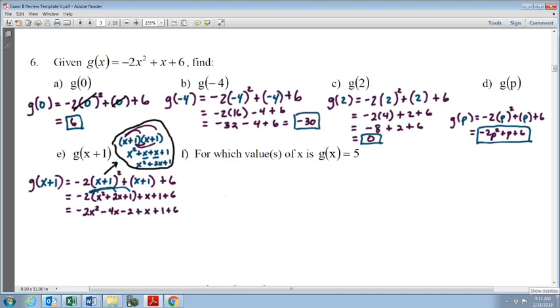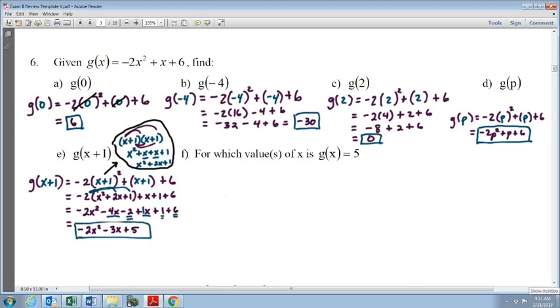And finally, we can combine our like terms. We got some x terms we can combine. So we'll get, notice I did bring down the minus 2x squared. So negative 4 and 1, we're going to get negative 3x. And then negative 2 plus 1 is negative 1. Plus 6, we're going to get 5.